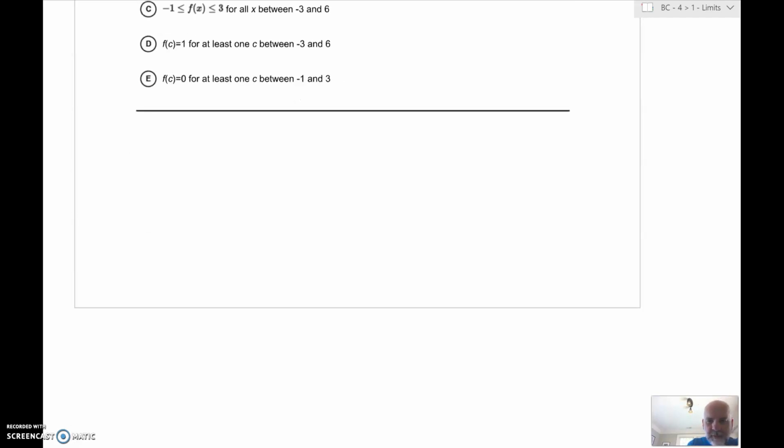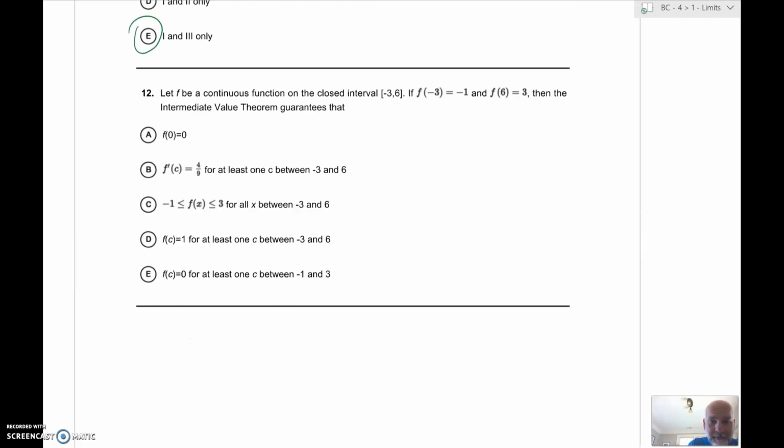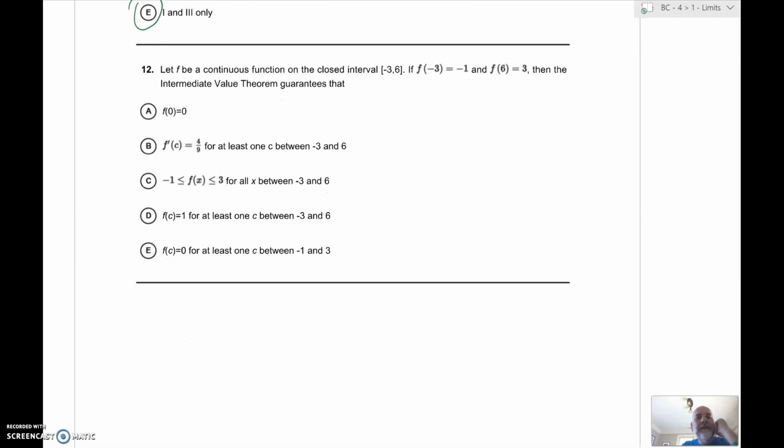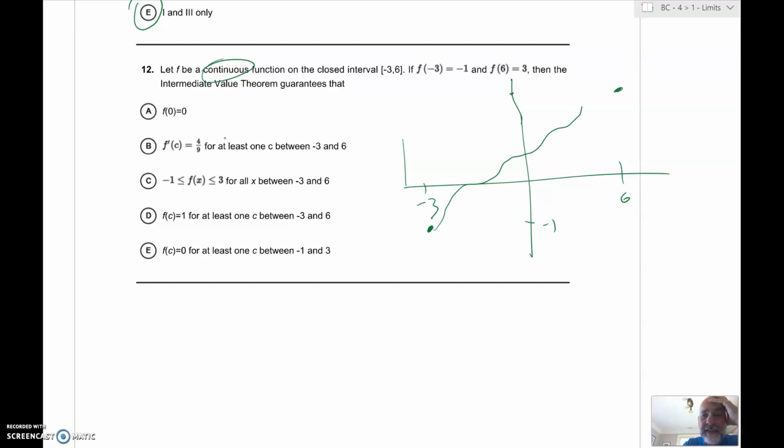Got it? Number 12, intermediate value theorem. Last problem. Let f be a continuous function on that interval. It goes from negative 3 to 6. f of negative 3 is negative 1, so we're here at negative 3, negative 1. And f of 6 equals 3, so we're up here, and it's continuous. That means it has to be a connected line to get up there, and so every single y value gets touched somewhere between negative 3 and 6.